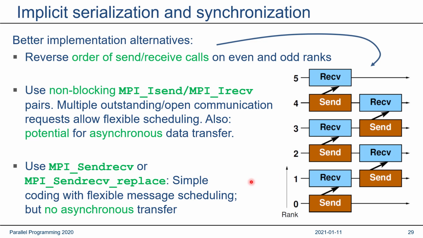Or you could use MPI send receive or MPI send receive replace. So under the hood, if you look into implementations which are open source, you will see, for example, that MPI send receive is implemented as an MPI I-send, MPI I-receive, MPI wait all sequence. So in this case, the coding becomes very simple, but there's no asynchronous data transfer because send receive, well, it's a blocking call. So when it returns, we can use the buffer right away. So there's no option of overlapping communication with useful work.